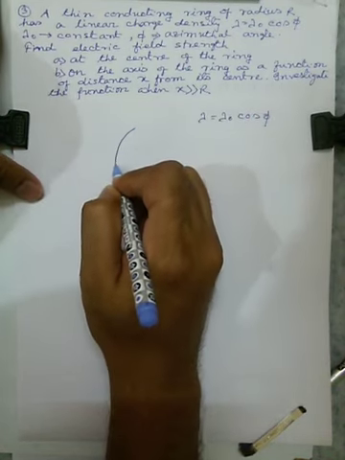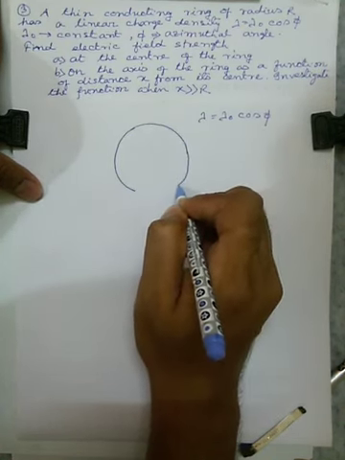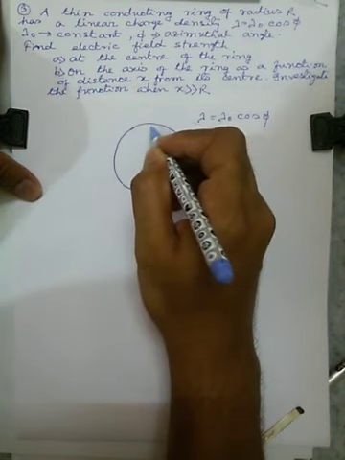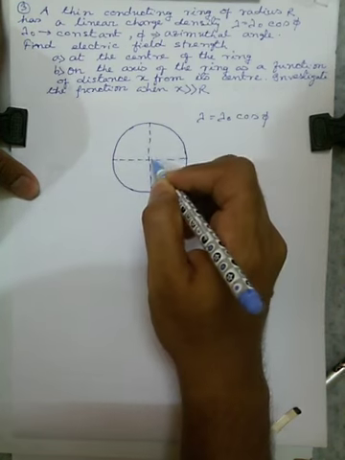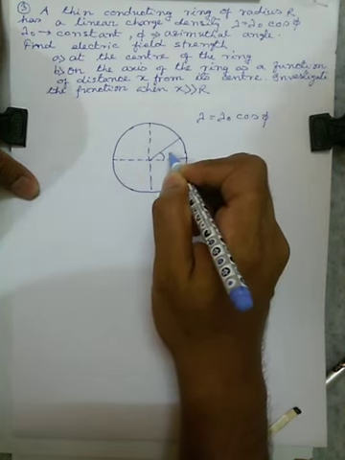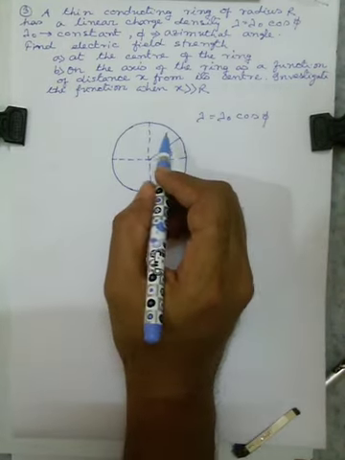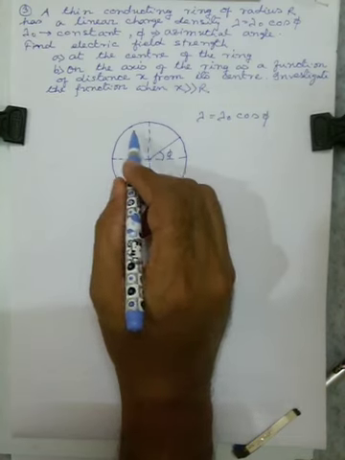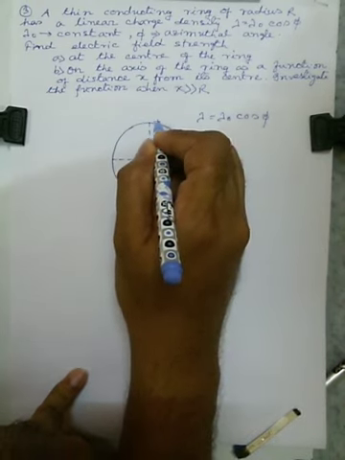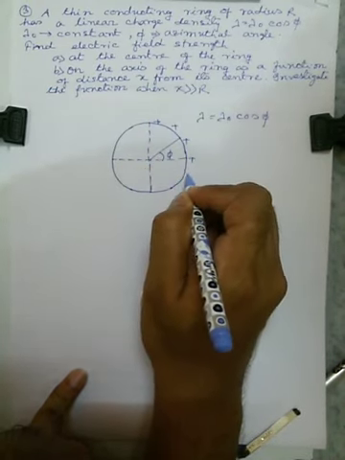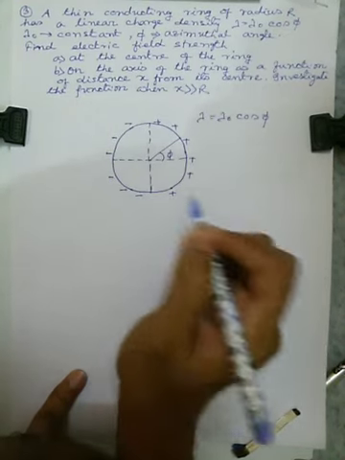Now suppose this is the ring, and this angle is phi. We know that cos phi is positive in first and fourth quadrant and negative in second and third quadrant. Therefore, the charge distribution is such that this side of the ring is positive and this side of the ring is negative.